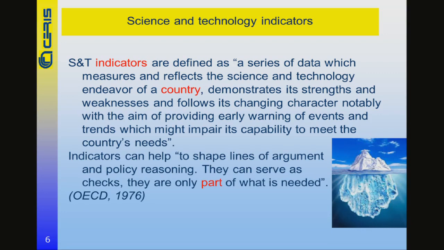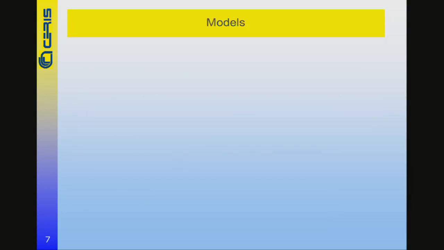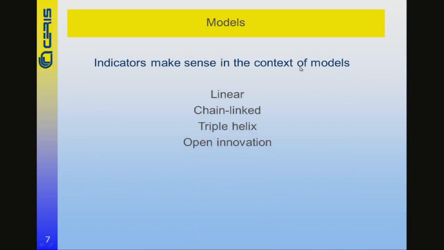Here I would like to underscore two particular dimensions of this definition. The first is the country. So the main interest is the interest of governments in looking at what is happening in a country. And also, a very important thing, an indicator gives you just a hint of a part of a very complex system. And of course, indicators have a meaning within models. Otherwise, you just have data, figures that you don't know how to interpret. Then we have the linear model of innovation, chain-linked, triple helix, open innovation, all these models that help us to use indicators in this framework. It is not a very simple thing, but this is what we tend to do.